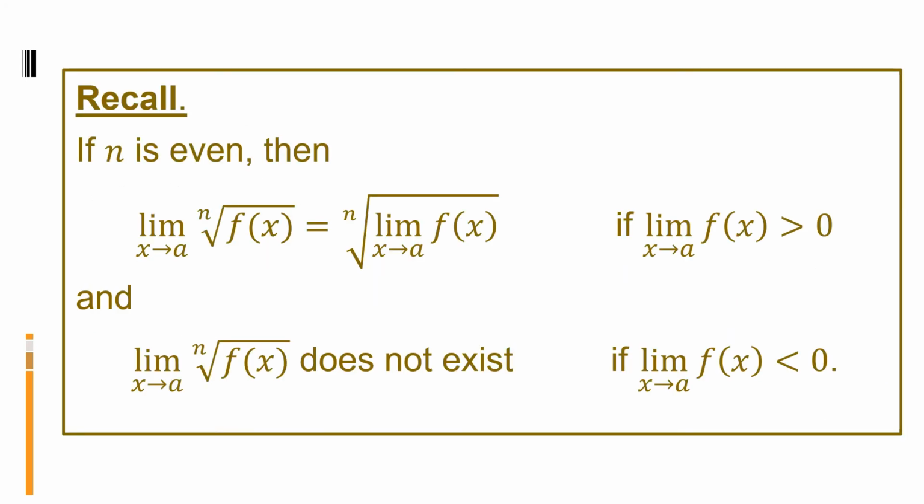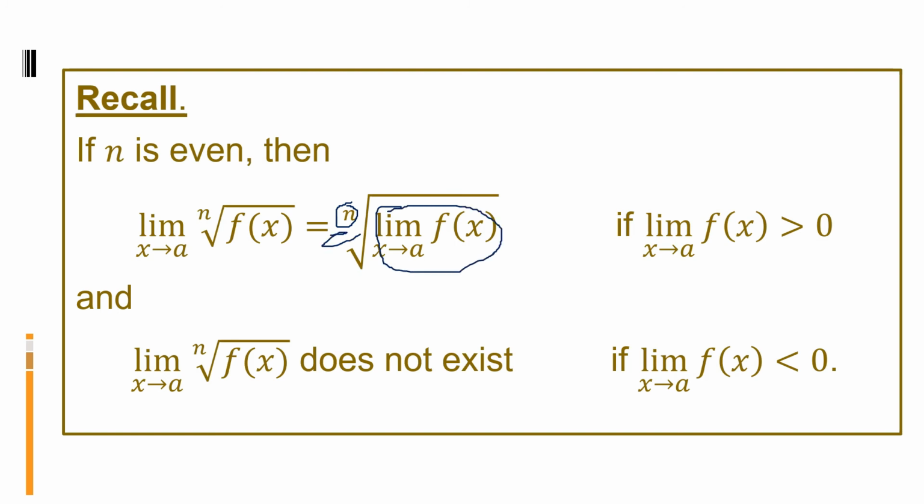Isa pang application ng one-sided limits is evaluating the limit of a radical. So dito, di ba, if n is even, we know that yung limit nung nth root of f of x natin, equal lang yun sa nth root nung limit nung f of x natin. Basta yung limit f of x natin is greater than 0. Kasi kapag even to, dapat positive to.